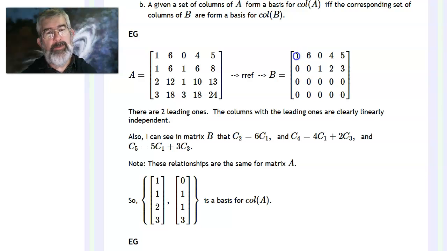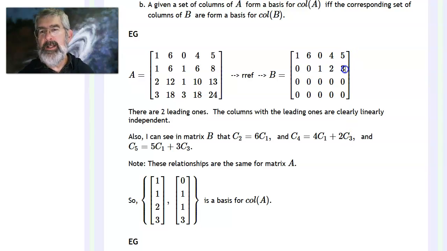Sorry, it's 4 times column 1 plus 2 times column 3. Right? This 4 comes from multiplying that by a 4. This 2 comes from multiplying that by a 2. And the zeros, of course, multiply the zeros by anything and add them up. They're still going to be 0. So column 4 is 4 times column 1 plus 2 times column 3.